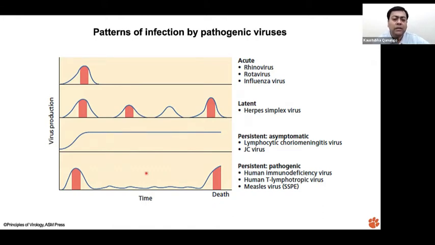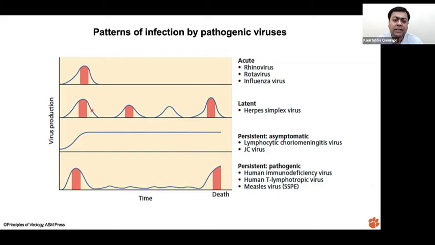may not cause any disease because your immune system can keep them in check for the rest of your life. On the other hand, some infections, like human immunodeficiency virus, which is pathogenic, T lymphotropic virus, even the measles virus, can establish latency, and then at a certain point in time, it can just come out and cause the disease as well. So this is a kind of chronic type of infection.